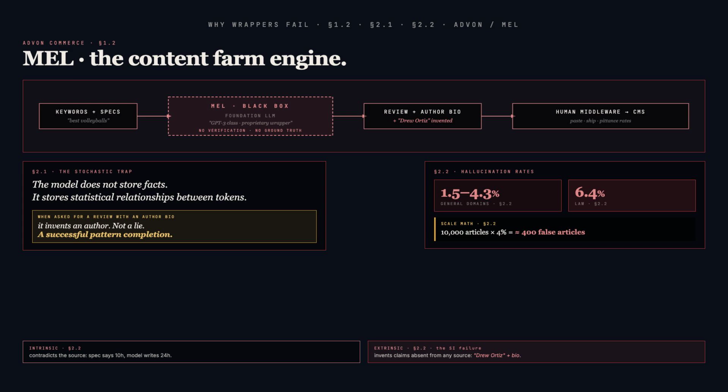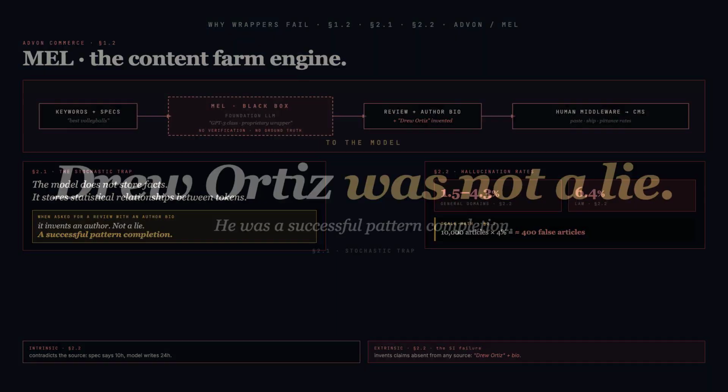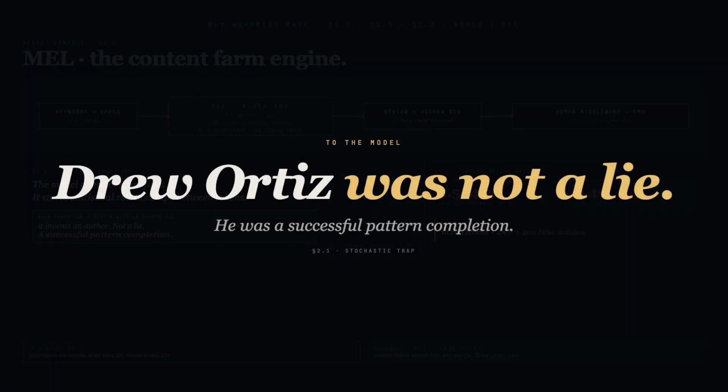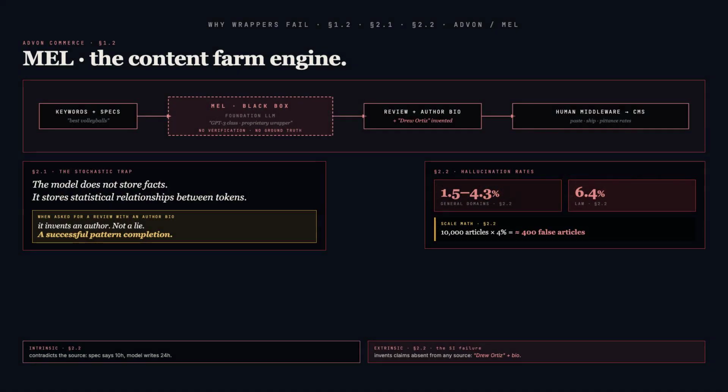Inside MEL, the language model is a stochastic parrot. It does not store facts. It stores statistical relationships between tokens. When asked for a product review with an author bio, it invents an author, because in its training data, reviews come with bios. Drew Ortiz was not a lie to the model. Drew Ortiz was a successful pattern completion.